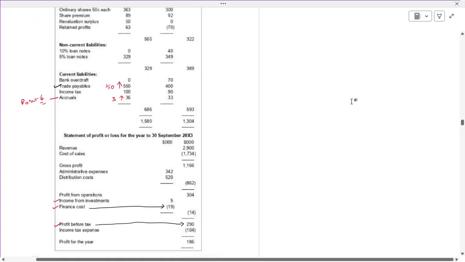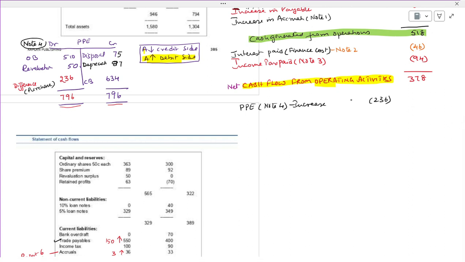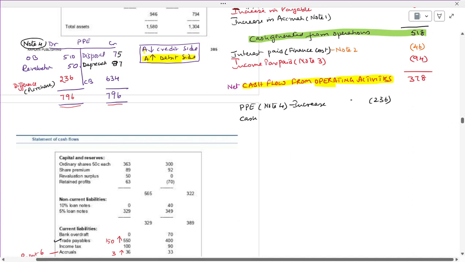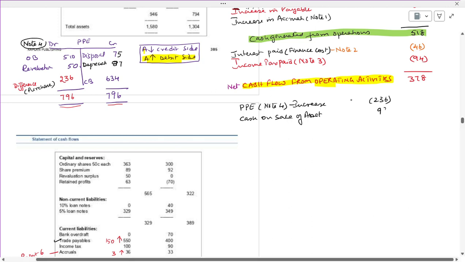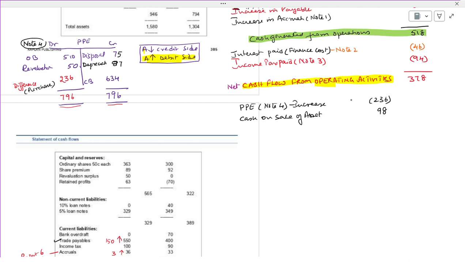Or don't go by my word. Okay? Cash on sale of asset. Is it right? Cash on sale of asset. How much? 98. Inflow. Is it right? Cash on sale of asset, how much? 98. Is it okay? Yeah.